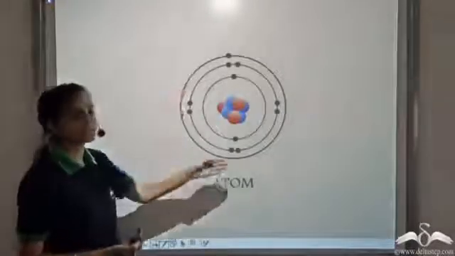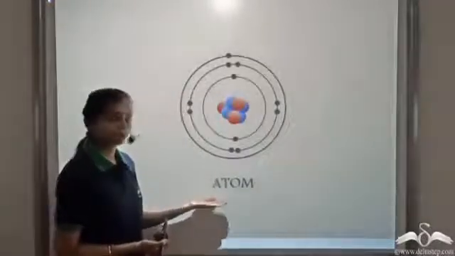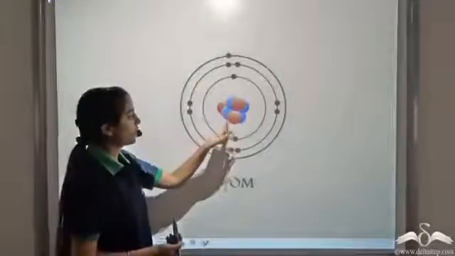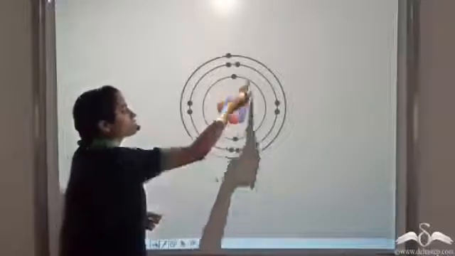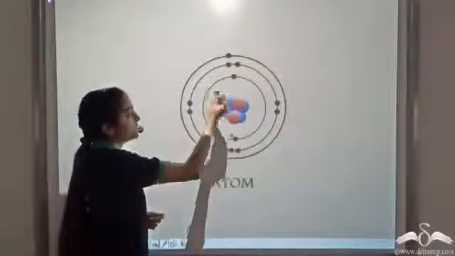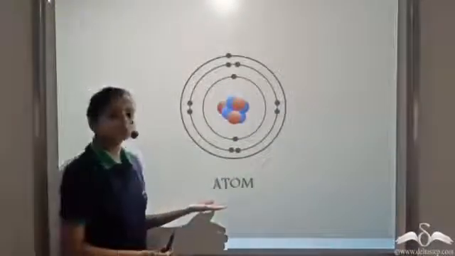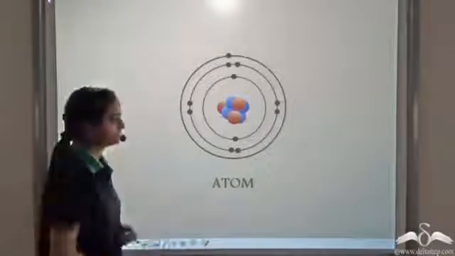So this is the present accepted form of the structure of atom. The nucleus of the atom contains protons and neutrons, and the electrons revolve around the nucleus in definite orbits. This is the structure of atom as we know it today.